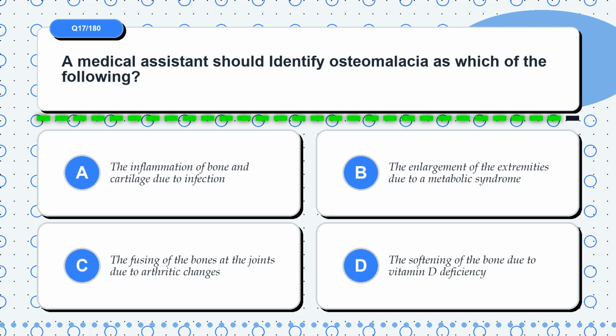Question 17. A medical assistant should identify osteomalacia as which of the following? Here are the options. Option A, the inflammation of bone and cartilage due to infection. Option B, the enlargement of the extremities due to a metabolic syndrome. Option C, the fusing of the bones at the joints due to arthritic changes. Option D, the softening of the bone due to vitamin D deficiency.